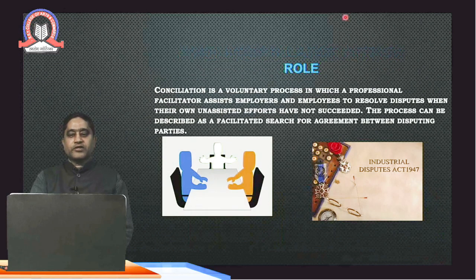Coming to the next part, what is the role of the conciliation officer? The conciliation officer is a voluntary process in which a professional facilitator assists the employers and the employees to resolve the dispute which is arising during the course of employment. The process can be described as a facilitated search for agreement between the disputing parties. So under the Industrial Dispute Act, the facilitator, the conciliator, will think of such conditions so that there won't be any dispute, or if there is a dispute, they will try to resolve it at an early stage.